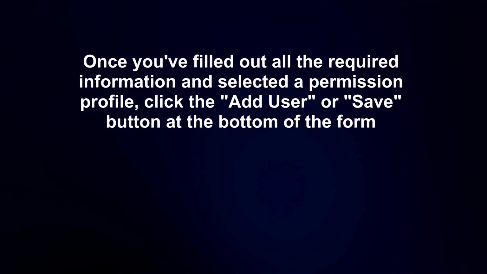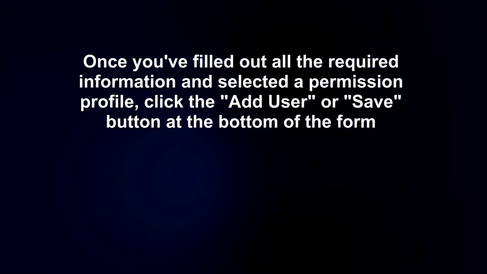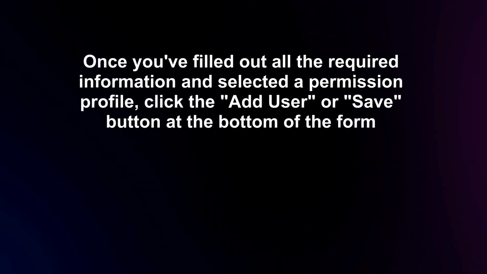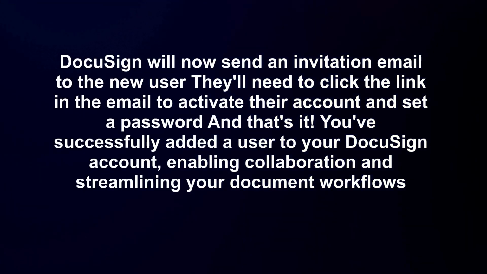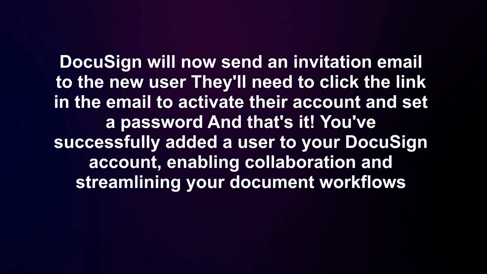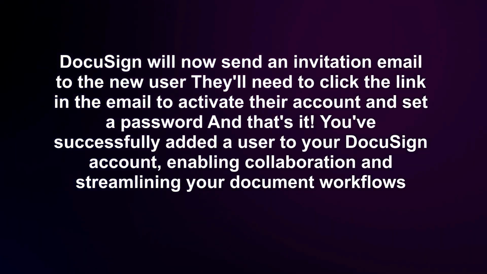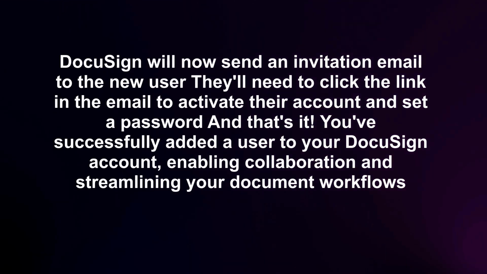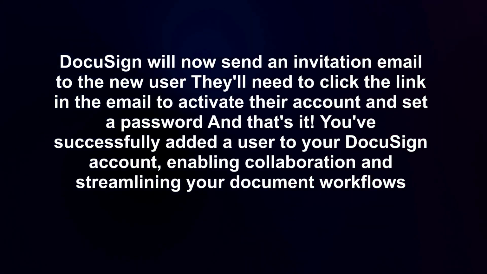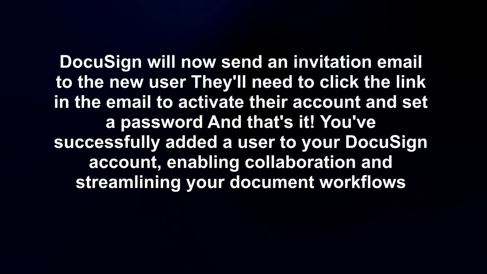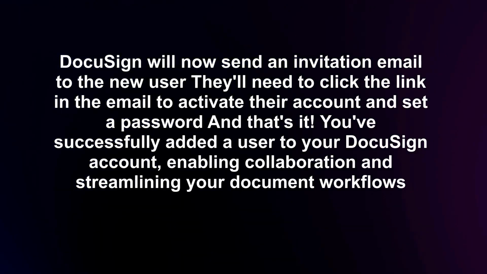Once you've filled out all the required information and selected a permission profile, click the Add User or Save button at the bottom of the form. Docusign will now send an invitation email to the new user. They'll need to click the link in the email to activate their account and set a password, and that's it. You've successfully added a user to your Docusign account, enabling collaboration and streamlining your document workflows.